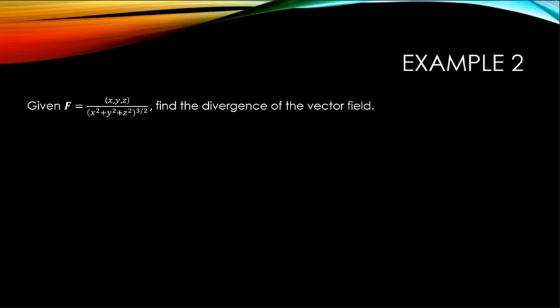So let's work an example. I'm given my vector field f, which is defined by the vector with components x, y, z, divided by the quantity x squared plus y squared plus z squared raised to the 3/2 power. I want to find the divergence of this vector field. F is given by my vector r divided by the magnitude of r cubed. This gives me my vector with components x, y, z divided by the quantity x squared plus y squared plus z squared raised to the 3/2 power.